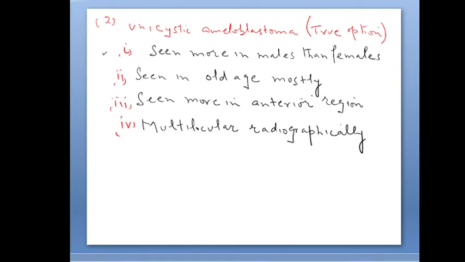Question number two, unicystic ameloblastomas, true option. Seen more in males than females: yes, it is the correct option. Seen in old age: no, it is seen in younger age, the second and third decades of life. Seen more in anterior region: no, it is a wrong option, it is seen in the posterior region, the molar region. And option number four, no, it is again wrong, it is unilocular. So out of these, the true option is option number one.